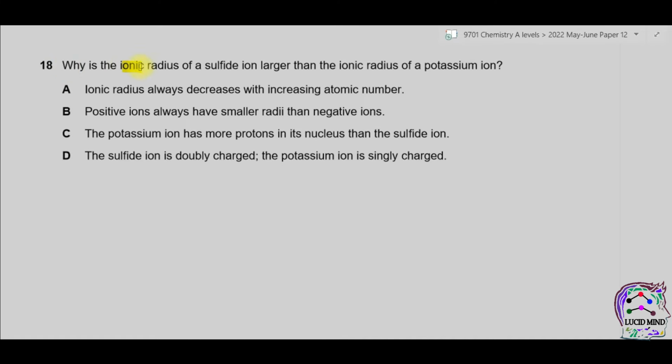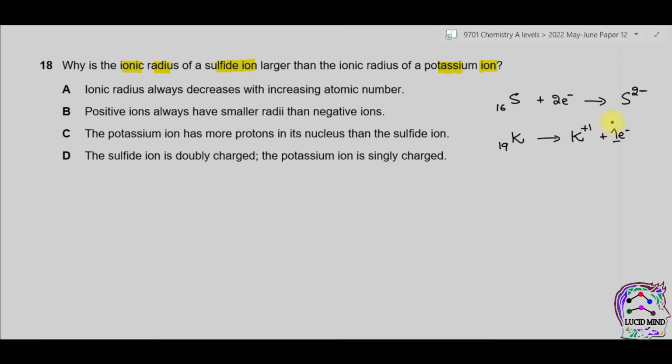Question 18. Why is the ionic radius of a sulfide ion larger than the ionic radius of potassium ion? So let's see, what do they mean? We have potassium, we have sulfur. The atomic number of sulfur is 16. And sulfur has gained 2 electrons because it is in 6th group of the periodic table, so it will become S2-. For potassium, the atomic number is 19. As it belongs to group 1 of the periodic table, it will lose 1 electron in order to complete its outermost shell. So sulfur has gained and potassium has lost.